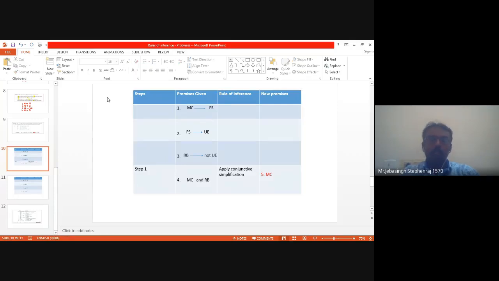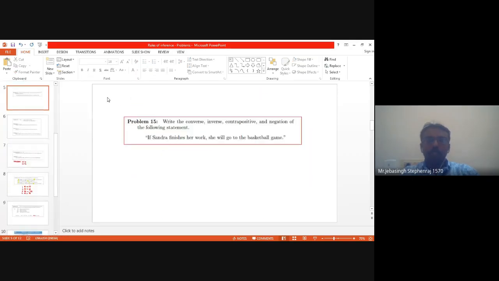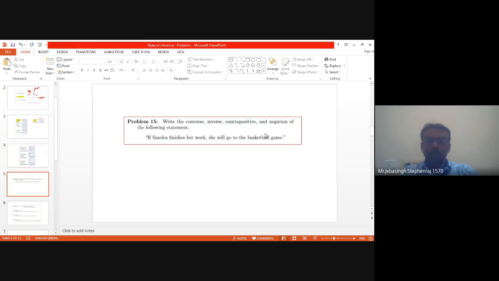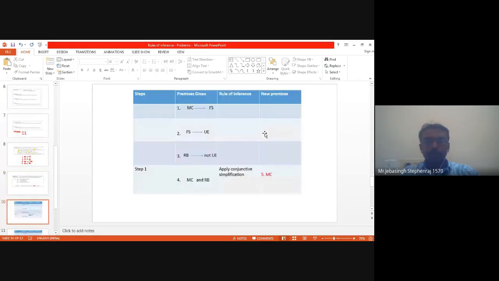Look at what modus ponens is. Here, P and if P then Q. What is our inference? Q. So P and if P then Q, then my inference is Q. Using the fifth and first premise, my inference will be FS. I will do it in the next step.